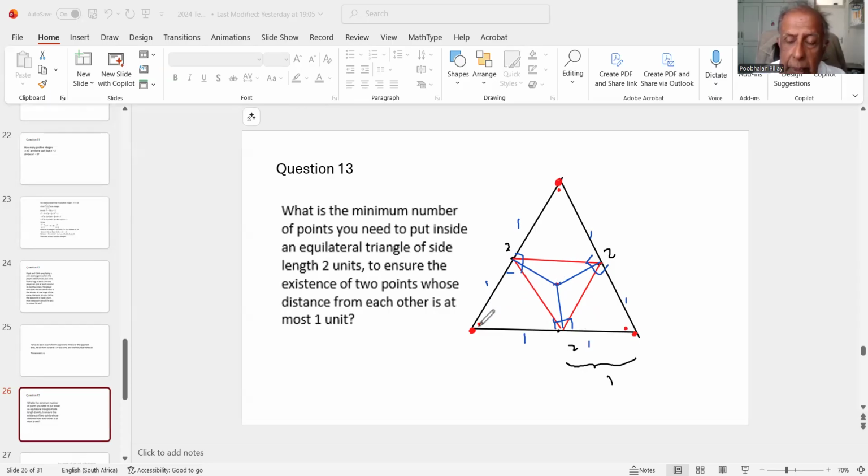So this length here is the hypotenuse of a right angle triangle, and the hypotenuse is the largest side. So this is greater than 1. So this distance here should be greater than 1. The same thing applies to those 3 distances. So the long and the short of the story is that I can choose 4 points in this scenario where you cannot find 2 points whose distance is at most 1.